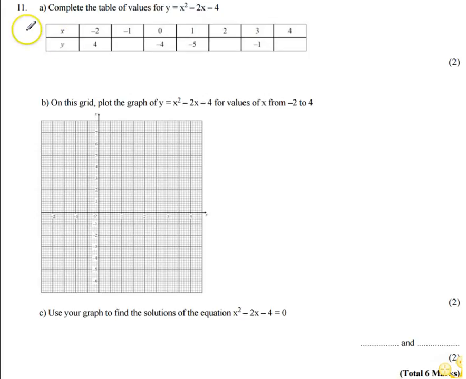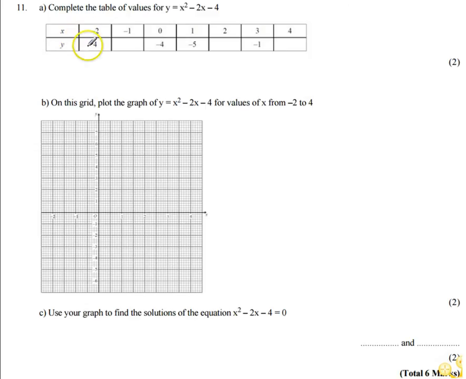Hi, in this video we're first of all being asked to complete the table of values for y is equal to x squared take away 2x take away 4. My y coordinate is equal to my x coordinate squared take away 2 times my x coordinate take away 4. We're then going to plot this on a graph and then we're going to use a graph to solve this equation. So first of all, let's fill in this table.